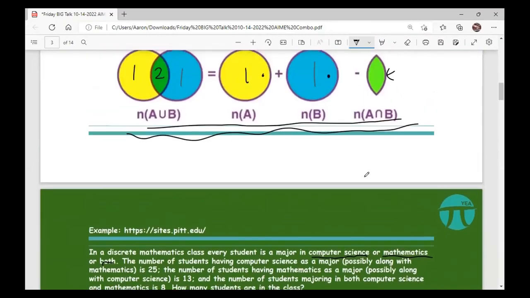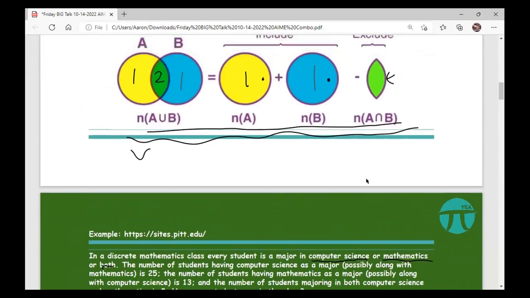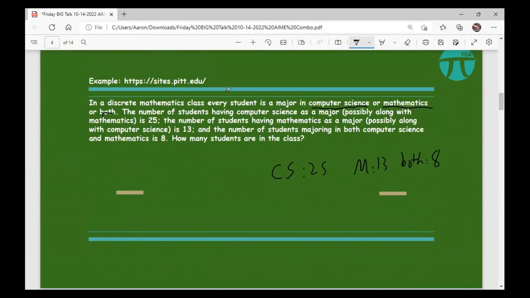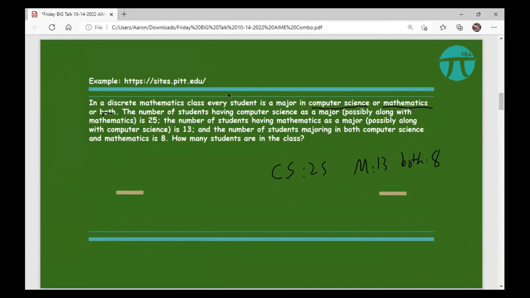And that basically tells us that the number in the class is equal to the number taking CS plus the number taking math minus the both. And so that means that we can just see that the answer is just 25 plus 13 minus 8, or 30 students.